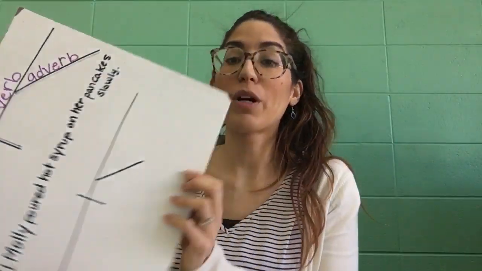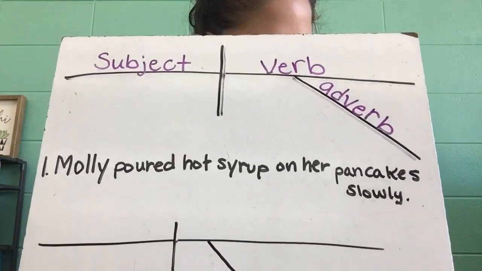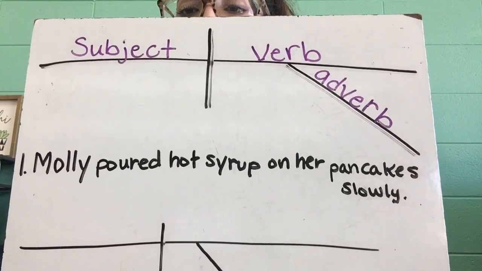Okay, so think. It just says think because there's no A or B or C. So think. Mark the sentences. First, you're going to diagram the subject, the verb, and the adverbs. So, number 1. And we're going to do this together, okay? Here we go. Molly poured hot syrup on her pancake slowly.